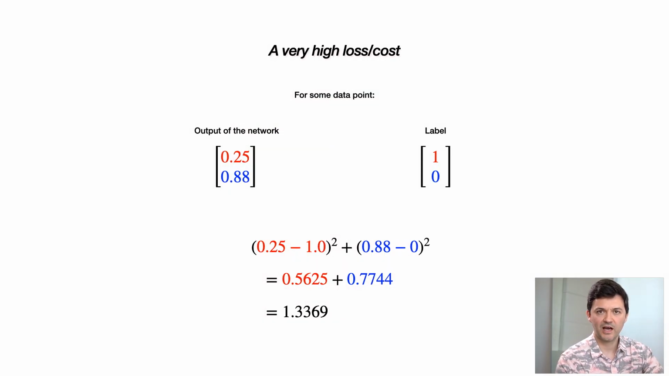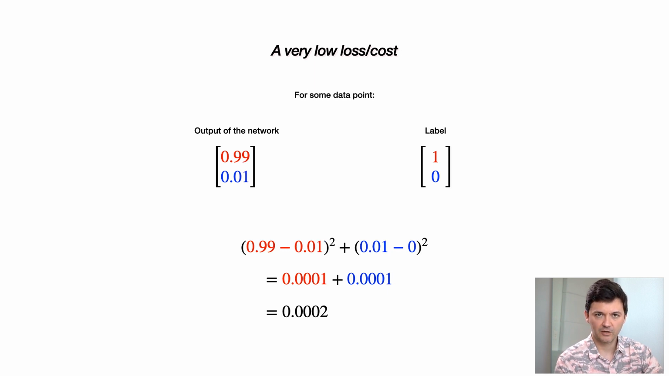Yeah? And now you can see that when the output of the network is very far from the label, we will have a relatively high cost. In this case, the cost for this data point will be 1.3369. But if the output is actually very close to our label, as it is in this case, then the cost will be a very small number. For example, 0.0002. So in this case, we have a very good prediction.